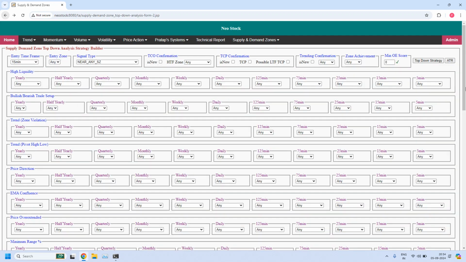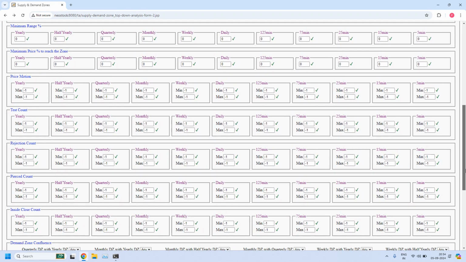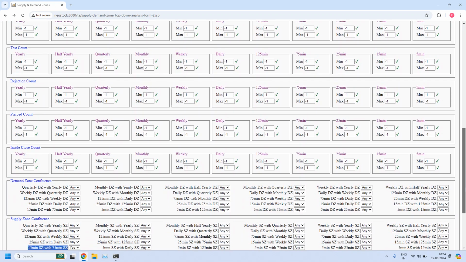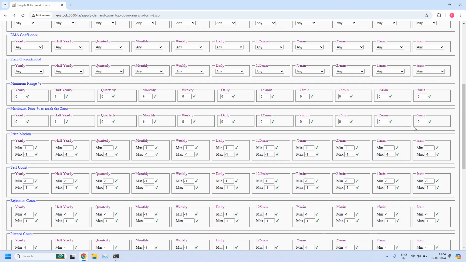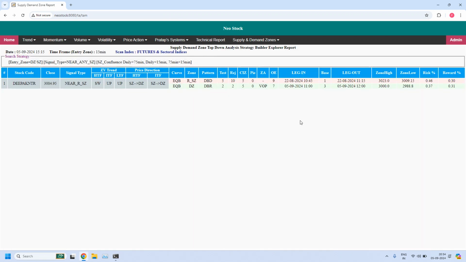Let us check. This is also having a HTF confluence. So 15 minutes supply zone with daily supply zone enabling. 75 with daily also I am enabling. Let's verify. So Deepak Nitrate is having a supply zone confluence, but it is a bullish trade setup, but still it is working because it is a high liquidity zone.